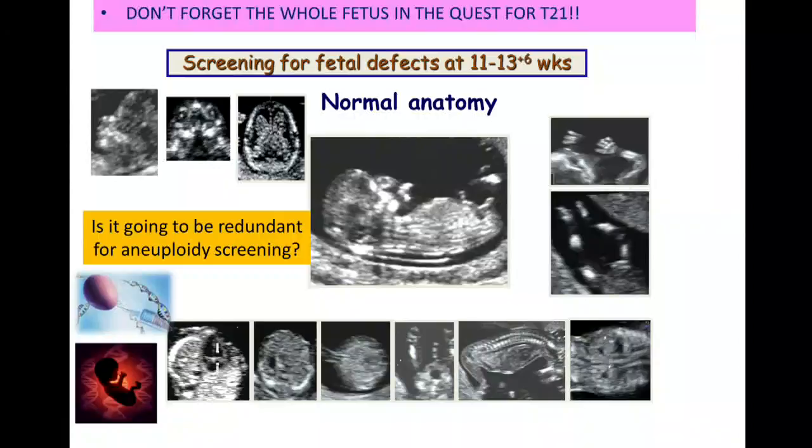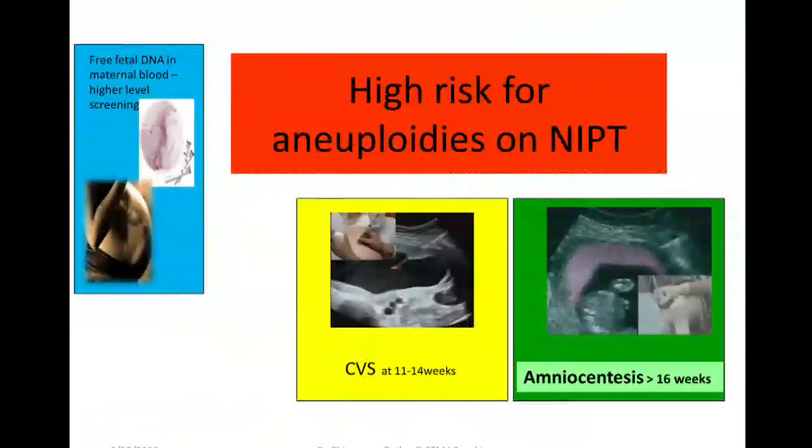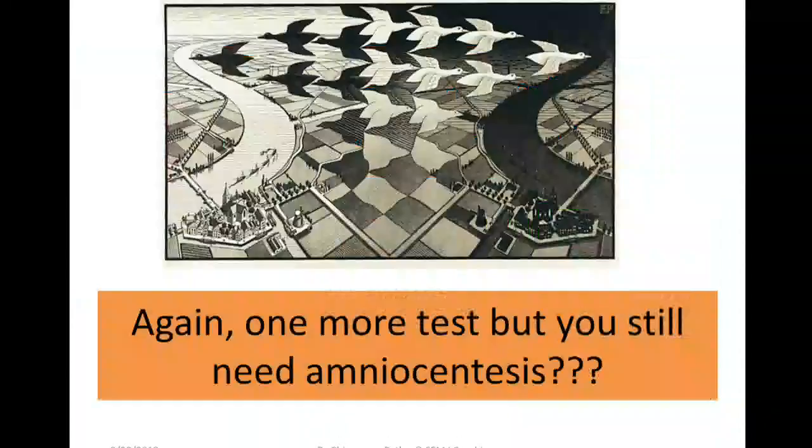So even if you have done your screening by cell-free fetal DNA, there is a place for the first trimester detailed anomaly scan. The scan is anyway warranted, and if you are anyway going to do the scan, why not do it in a better way and make it a cost-effective screening? That is the reason for primary screening in the general population. An NT scan with combined test works very well, much better than NIPT in the larger picture.